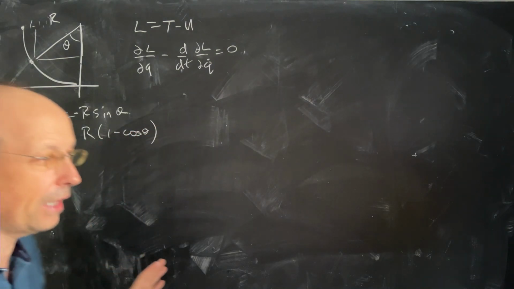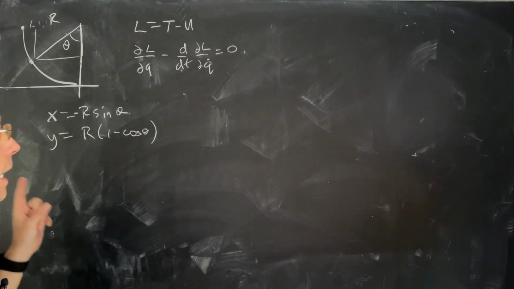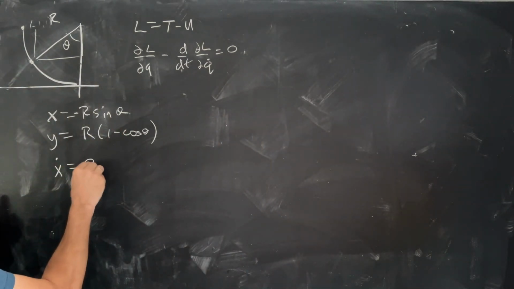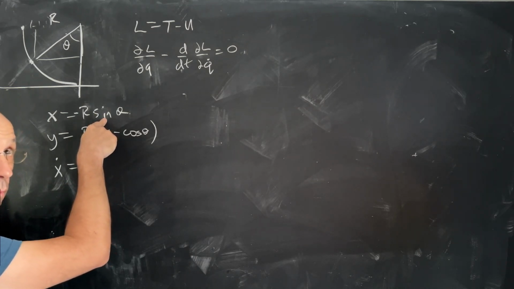And hopefully you've seen that before. I don't want to spend a lot of time on that. So my kinetic energy term, I'm going to take my derivatives. X dot is going to be r is constant, times the derivative of sine theta, which is cosine theta.